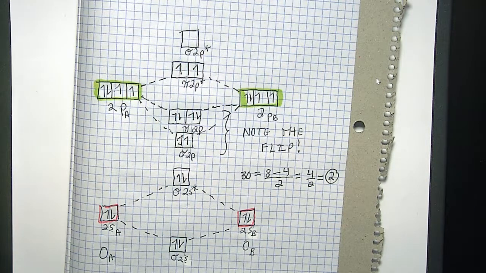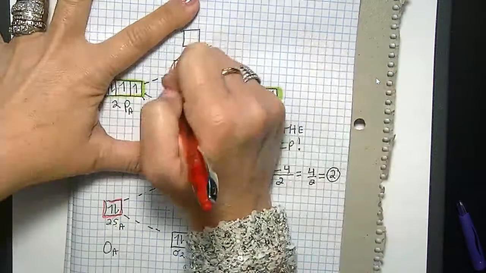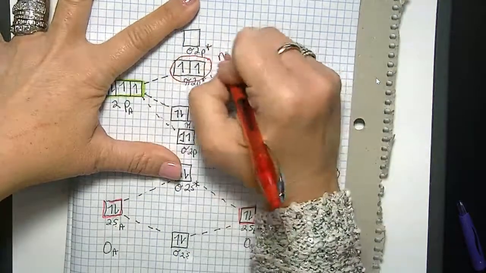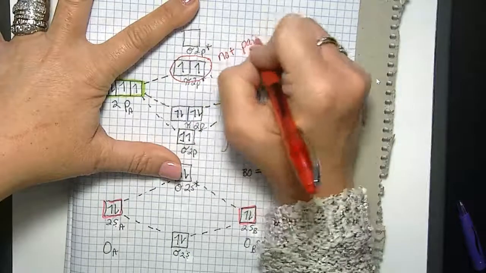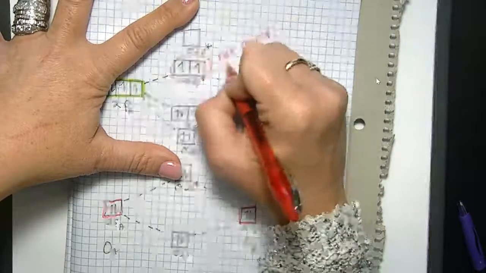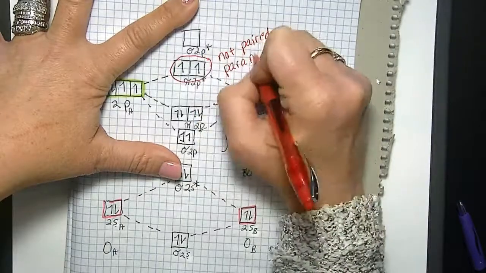Diamagnetic. Dia meaning 2, 2 what? Not bonds. Sorry. 2 pairs, right? Is every single electron in here paired up? Nope. So we are dealing with paramagnetic. These are not paired, so it's paramagnetic.